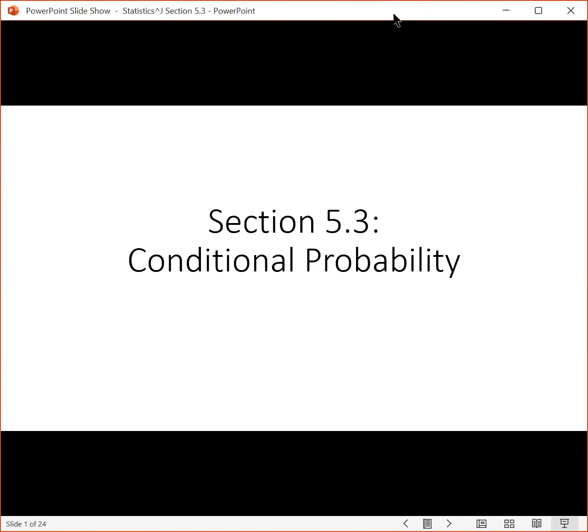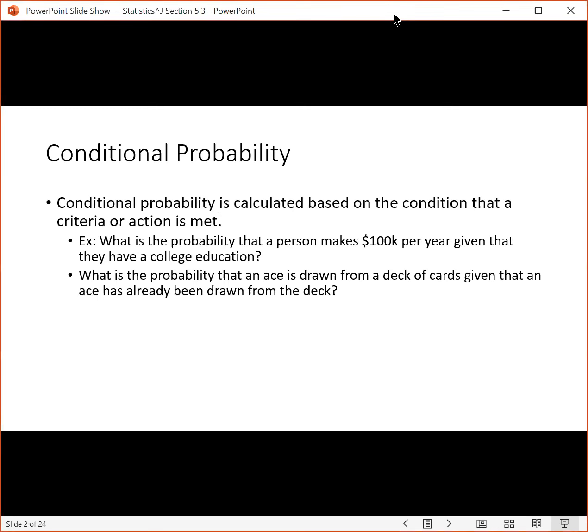Hello. In this video, we will cover section 5.3, which is on conditional probability. Conditional probability is calculated based on the condition that a criteria or action is met. For example, what is the probability that a person makes $100,000 per year, given that they have a college education? Or what is the probability that an ace is drawn from a deck of cards, given that an ace has already been drawn from the deck?